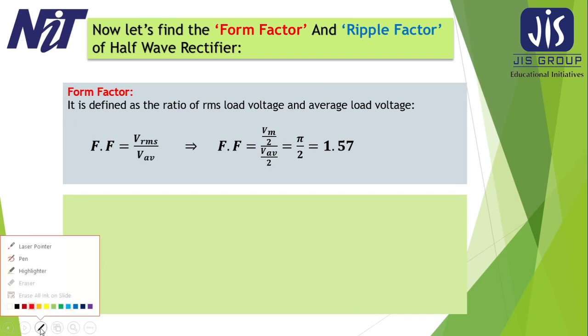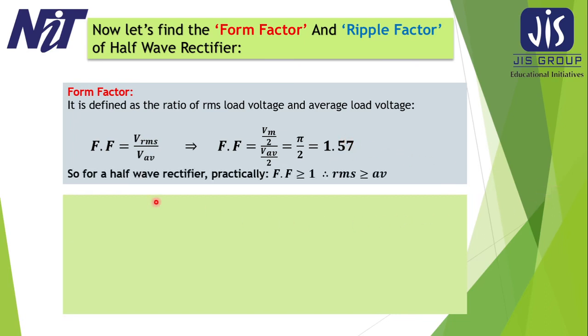Let's turn on the laser. Yes, we find the form factor in this form, dividing Vrms by V average, and then we get a factor of 1.57. So by this equation we can conclude that for a half wave rectifier, the form factor will always be greater than or equal to 1. It remains so because RMS voltage is greater than or equal to average voltage.